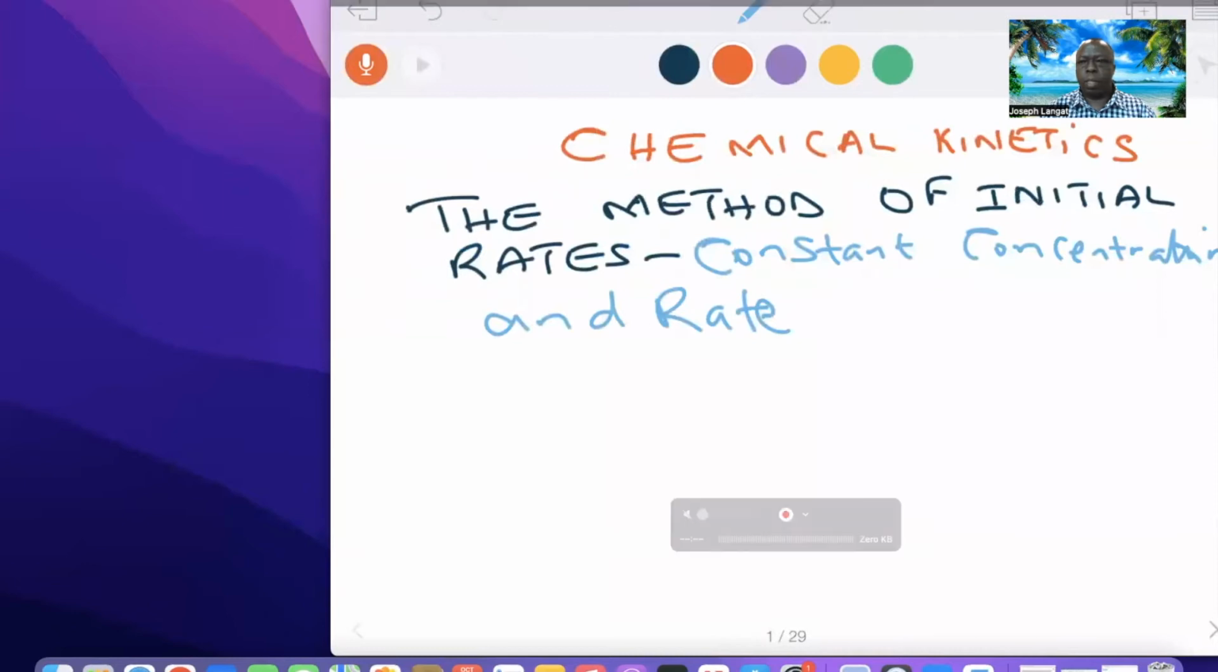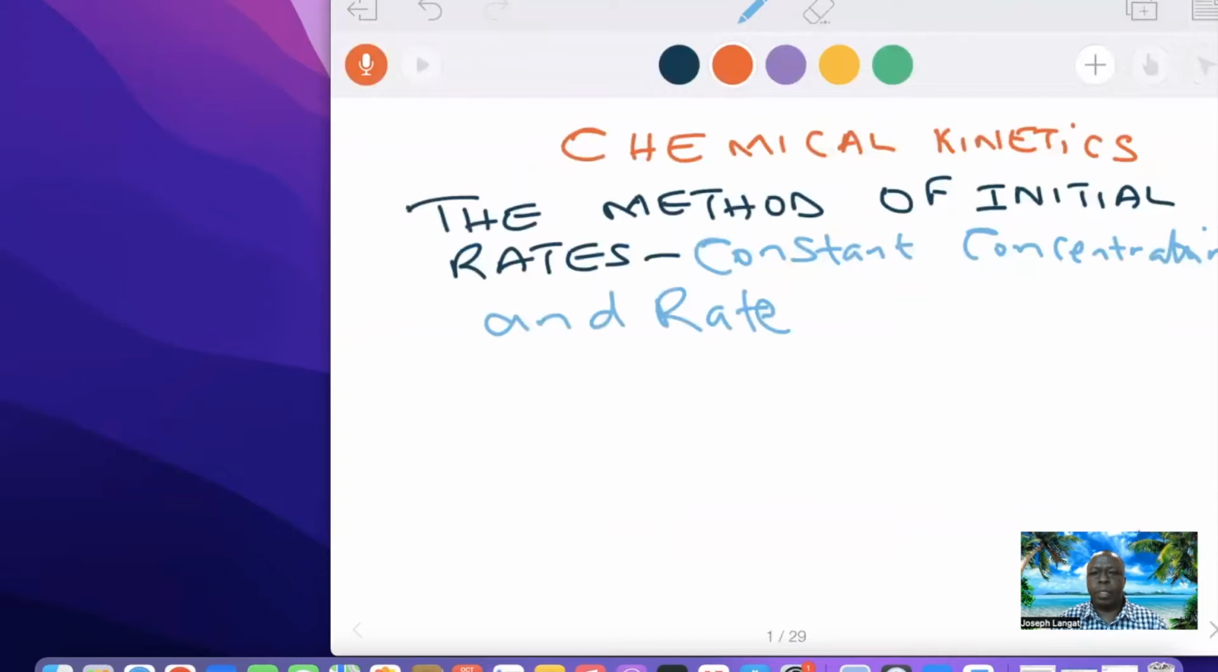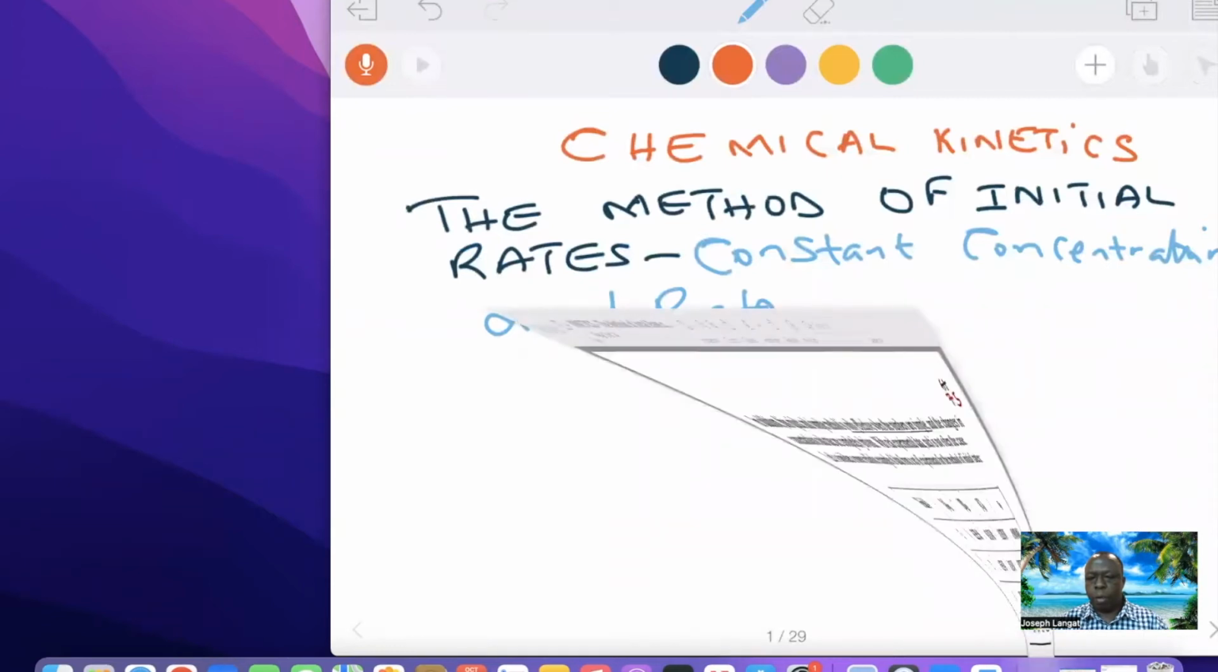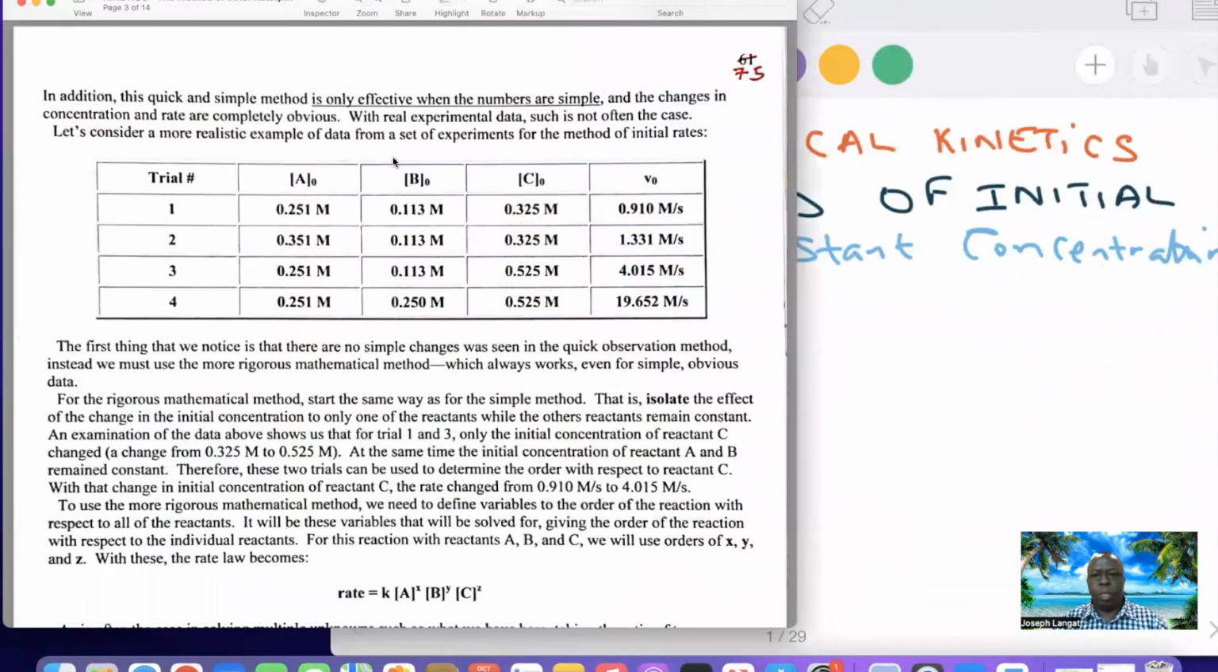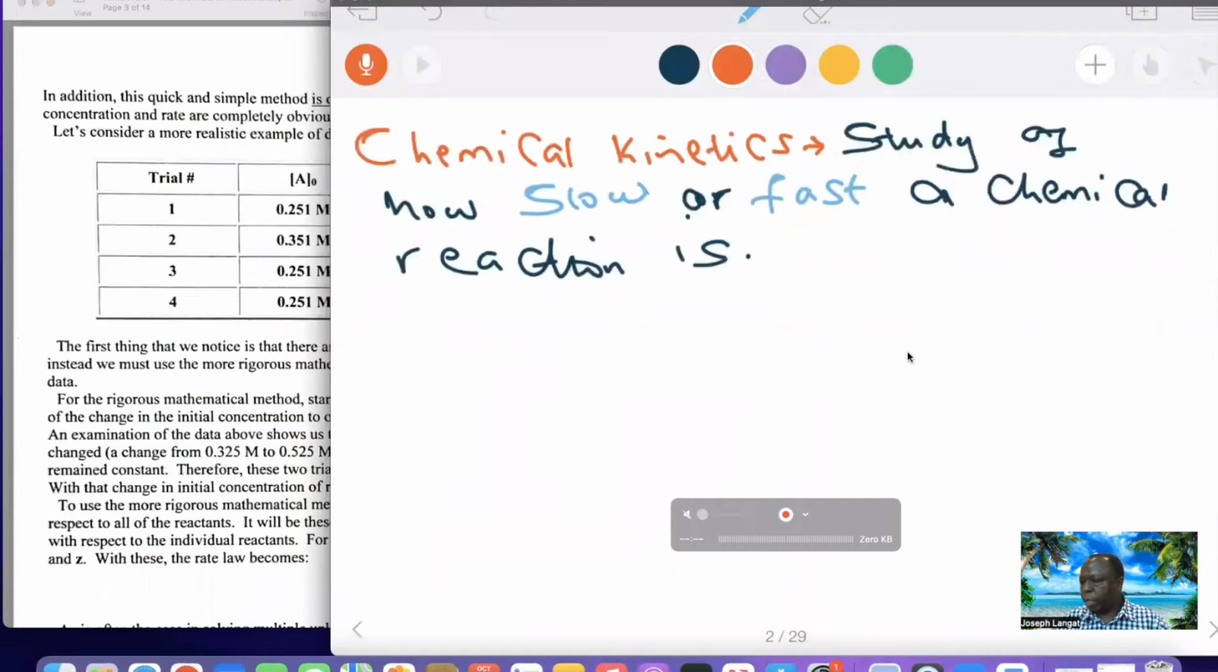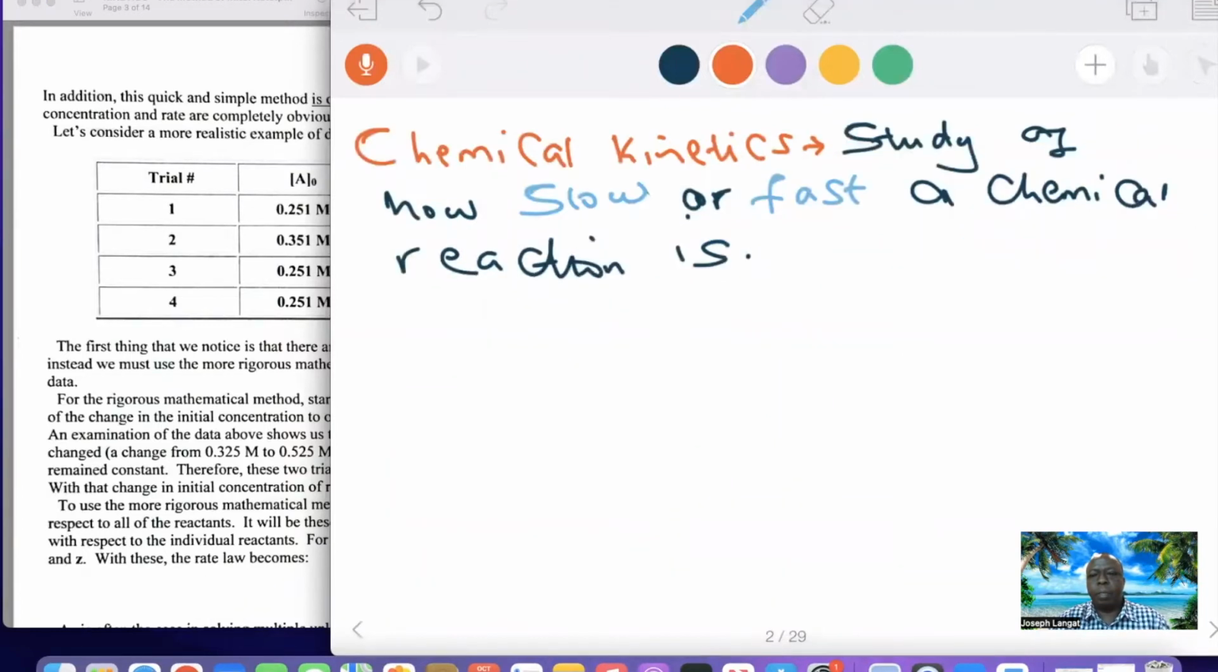Here you can see the whiteboard with the title Chemical Kinetics, the method of initial rate, constant concentration. Here I have the handout, which is just a PDF file of the lab experiment on the method of initial rate. So let's get started with the definition. Chemical kinetics is simply the study of how fast or how slow a chemical reaction is.